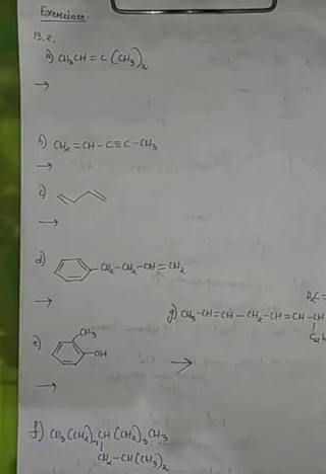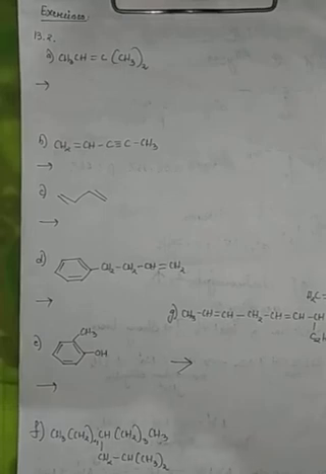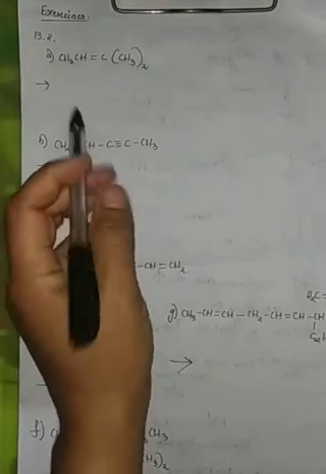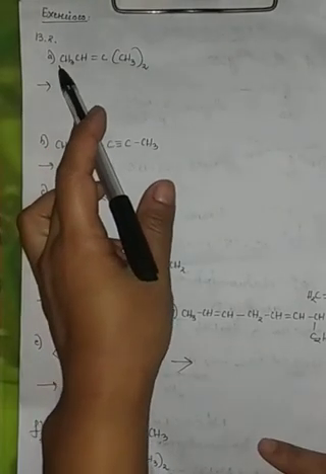Hello everyone. Here in this video we'll be doing some exercise questions. Now first question, let's do exercise 13.2, that is, write the IUPAC names of the following. Now let's check first number A.